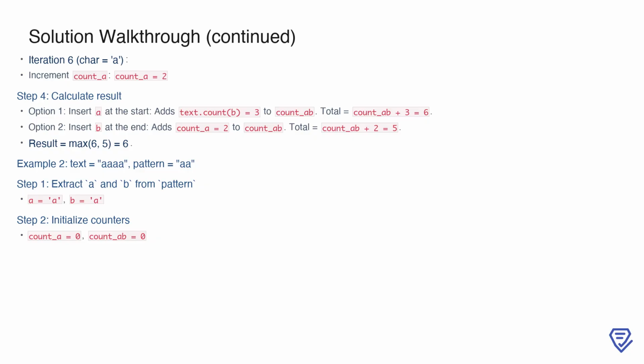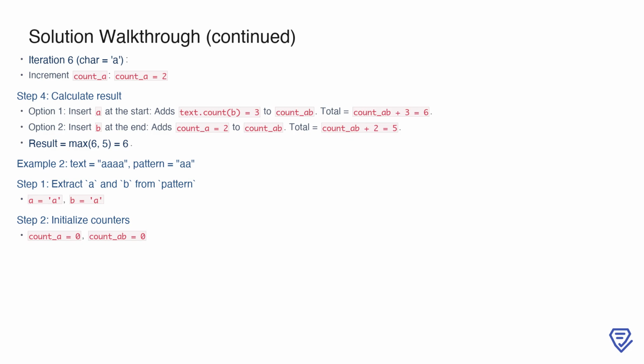With the traversal complete, we calculate the result by considering two options for inserting a character. Option 1 is to insert a at the start of the text. This adds the count of b in the text, which is 3, to count_B. The total becomes count_B plus 3, or 6. Option 2 is to insert b at the end of the text. This adds count_A, which is 2, to count_B. The total then becomes count_B plus 2, or 5. The maximum of these two totals is 6, so the result for this example is 6.